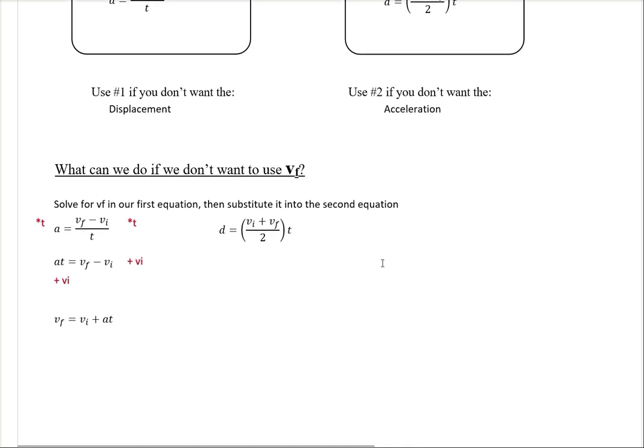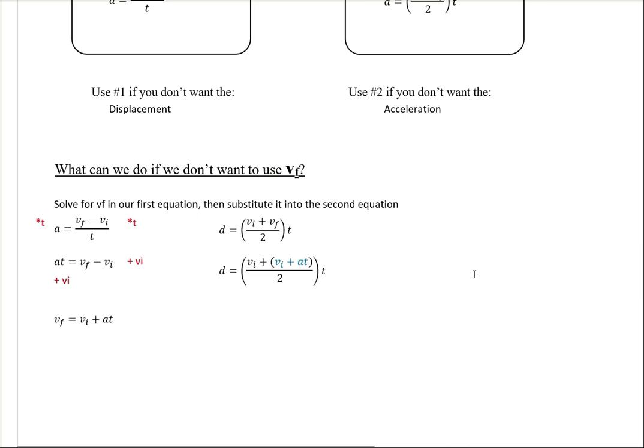Now what I'm going to do is, instead of writing Vf that we see here, I'm going to write d is equal to Vi plus what Vf is equal to. Vf is Vi plus at. So instead of writing Vf, I wrote Vi plus at, and then that all divided by 2, and that's times t. Now I have an equation with no Vf's in it. This is really good. I'm going to try to just tidy up now.